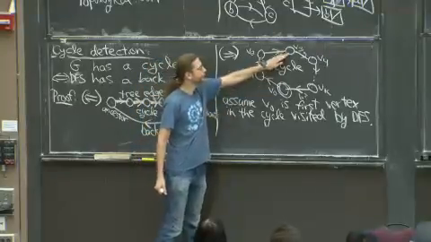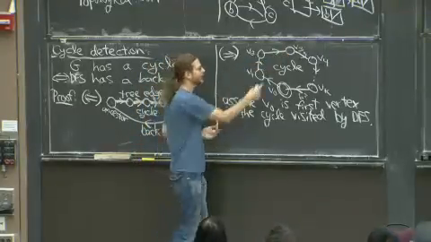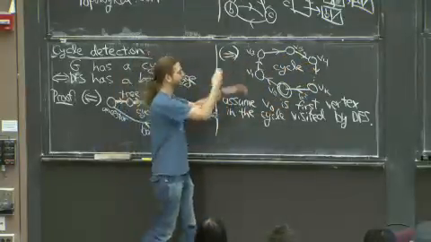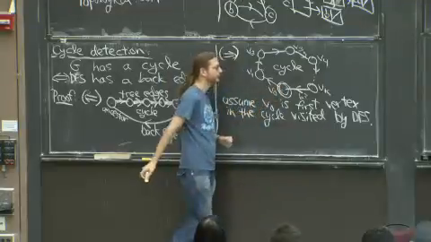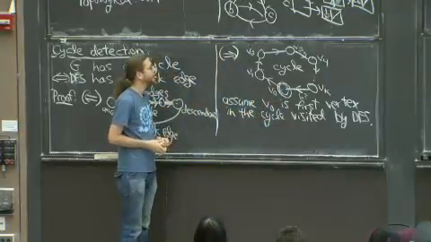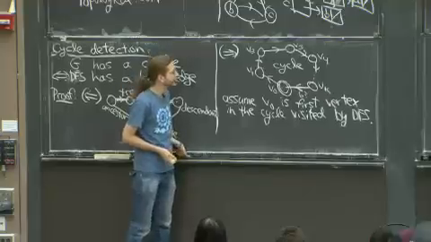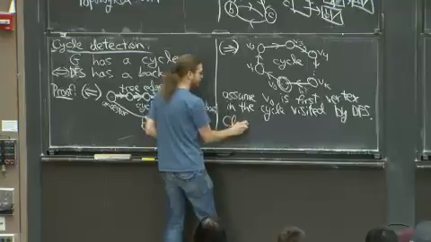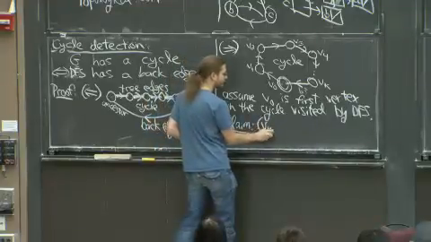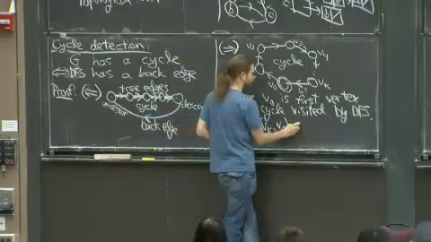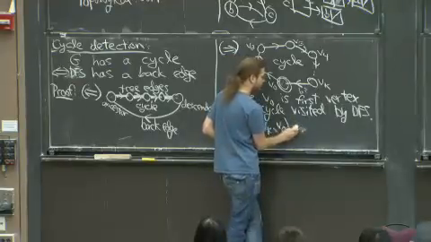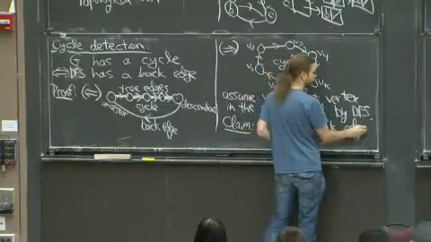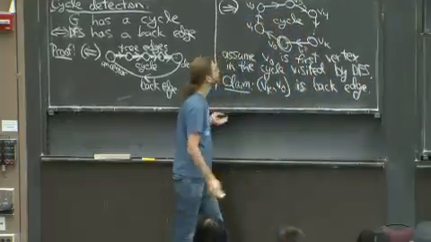If it's not V0, say V3 was the first one visited, we'll just change the labeling so that that's V0, that's V1, and so on. So set this labeling so that V0 is the first vertex that gets visited. Then I claim, let me write the claim first, this edge Vk V0 is a back edge. I would say this is not obvious. Be a little careful.